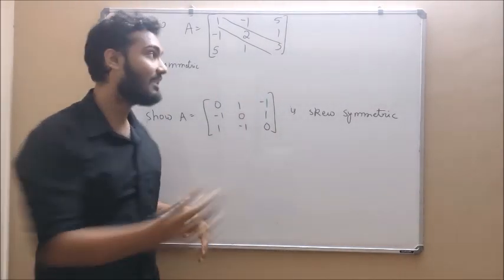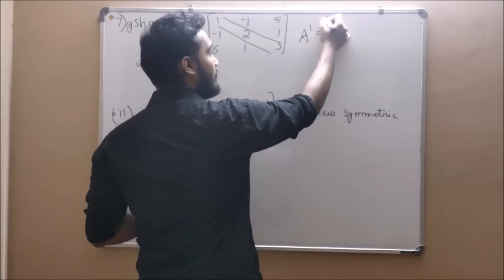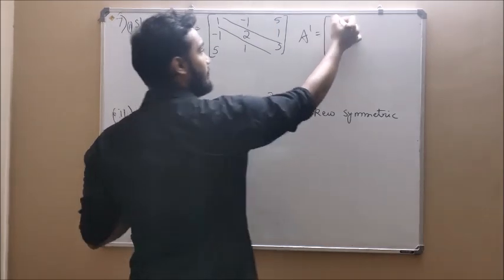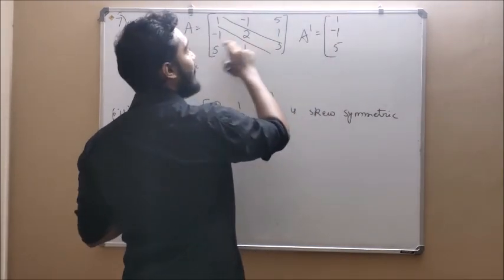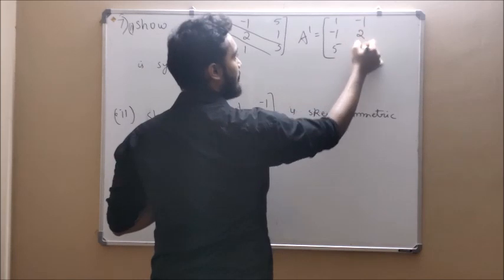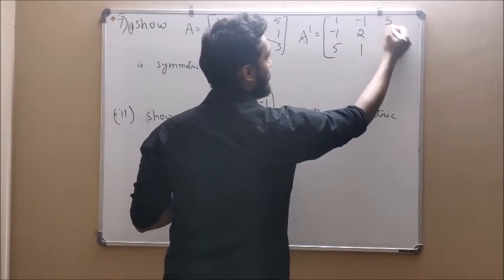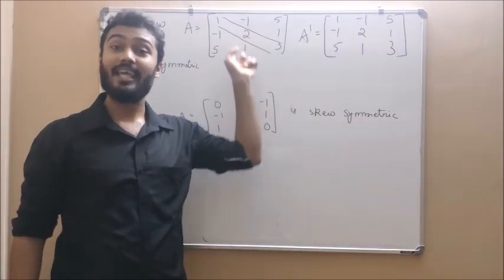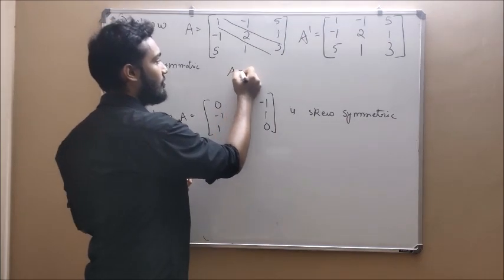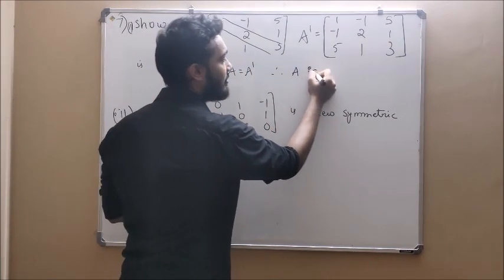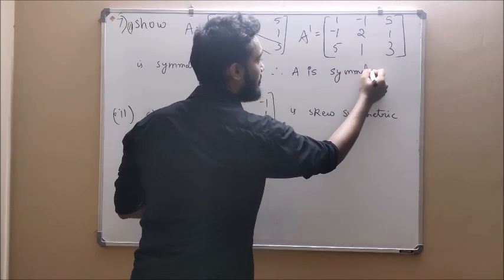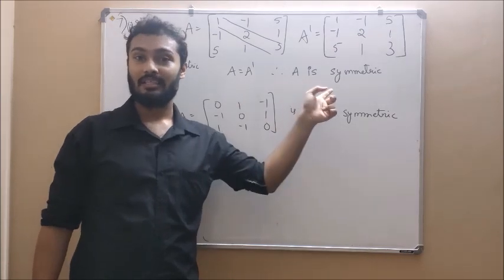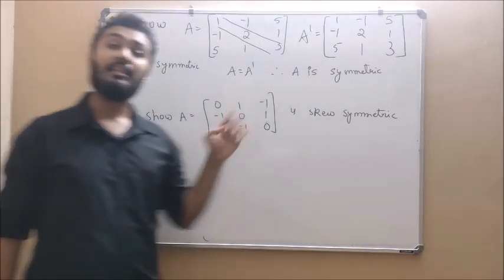How do you show mathematically? Take A dash. What is A dash? Write the row as column. 1, minus 1, 5. Write it as column. 1, minus 1, 2, 1. 5, 1, 3. So A dash and A, they are same. So A equal to A dash. Therefore A is symmetric.